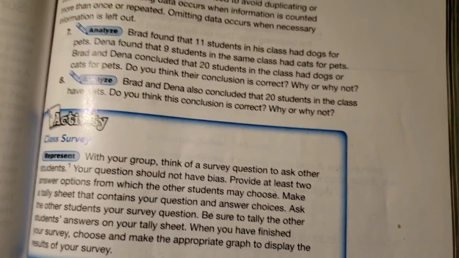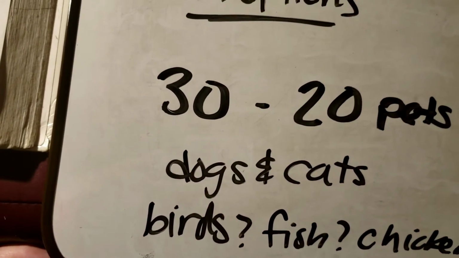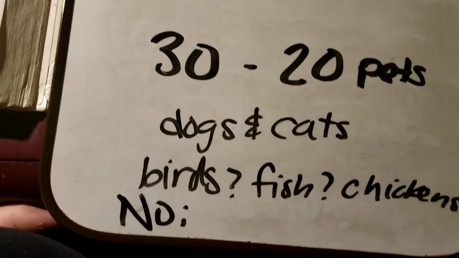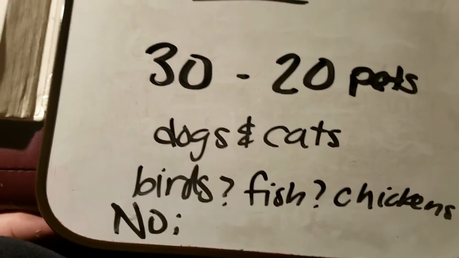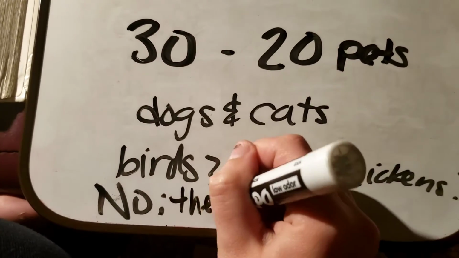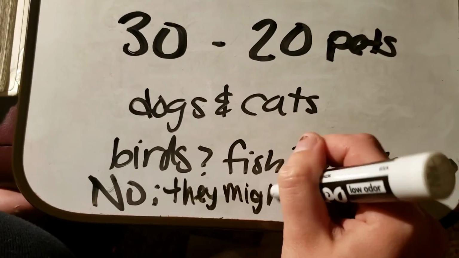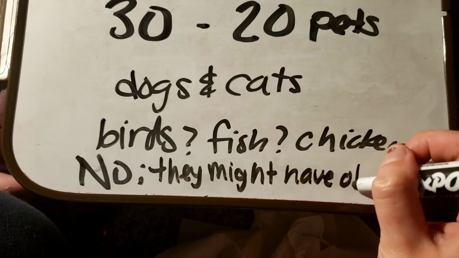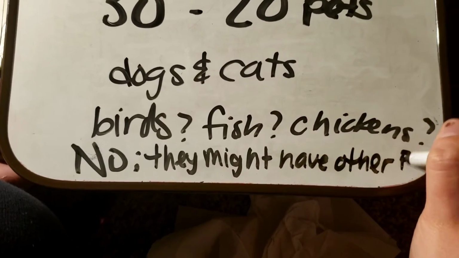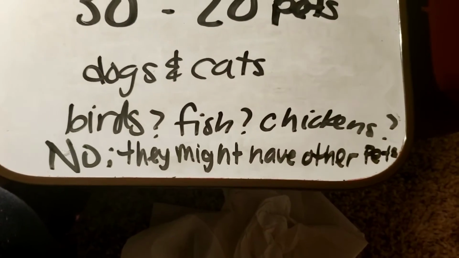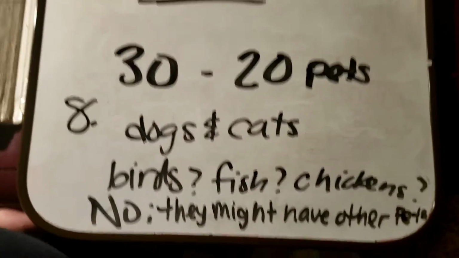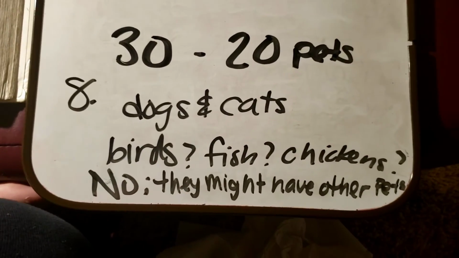So do we think that their conclusion is correct, that only 20, maybe out of like 30 students have pets? Probably not. And why do you think that? They might have other pets. Sorry, I'm going to run out of room. Sorry, I tried my best. So that's the answer to number 8. No, they might have other pets that weren't an option.